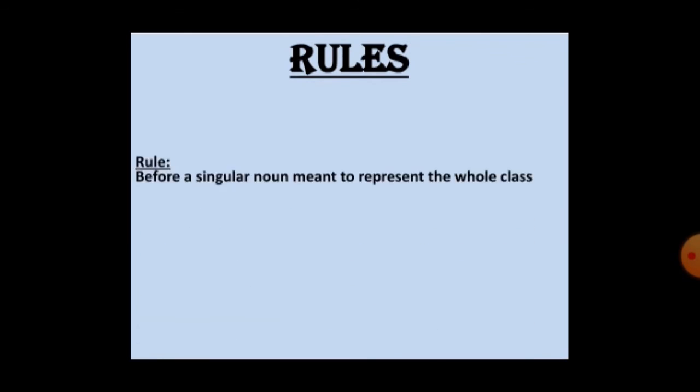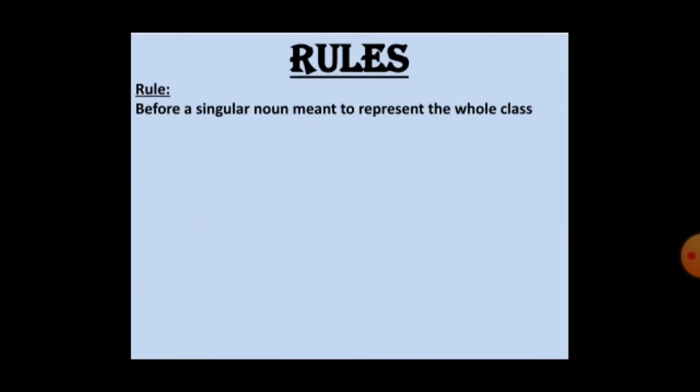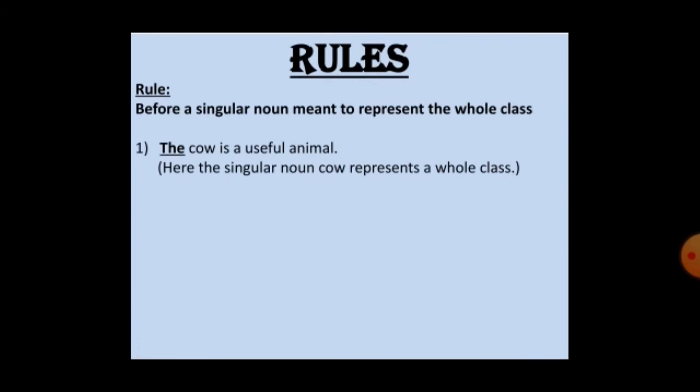And the next rule is what? Before a singular noun to represent the whole class. When we talk about the whole class, before a noun there we use the article. For example, the cow is a useful animal. It doesn't mean that it's only a single cow. It means that the whole generation, whole class or species of cows is useful. That's why the is used here.